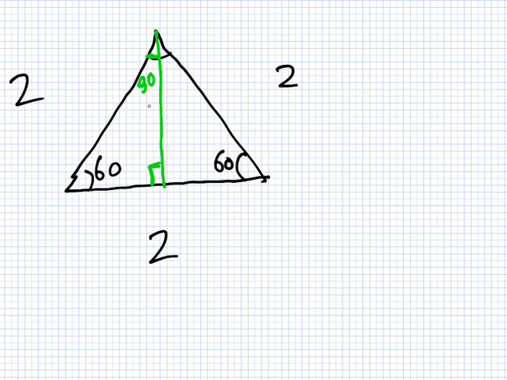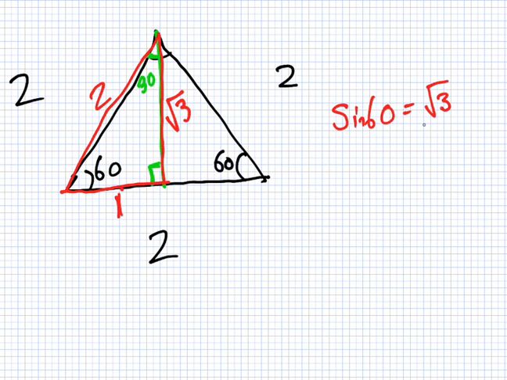Yeah? And then how big is this side now? It's not 2 anymore. How big is this? It's 1. And this is still 2. And from Pythagoras, we can get this to be square root 3. So if I look at this triangle, what's the sine of 60?